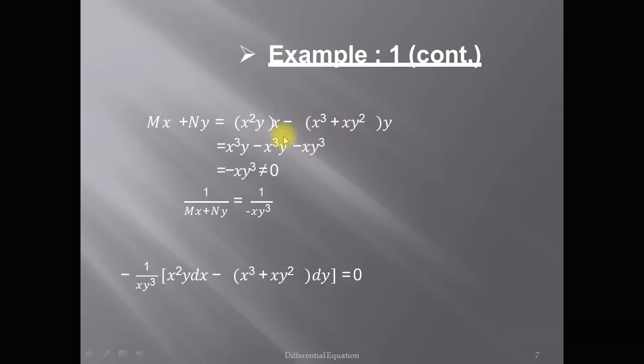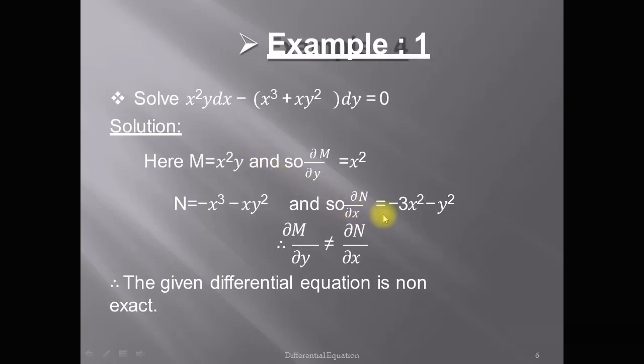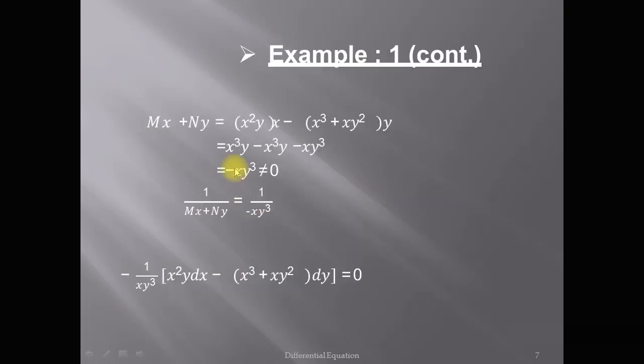The function of N is minus x cube minus xy square. So taking the minus common, the function of N is now x cube plus xy square, multiplied by y. And after simplification, we get x square y minus x cube y minus xy cube. So these two terms cancel, leaving minus xy cube minus xy cube, and this is not equal to 0.